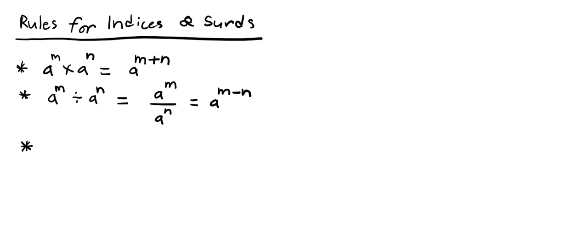Another one: a to the power m, and this whole thing is to the power of, say, 5. The end result would be a to the power 5m, which is basically 5 multiplied by m. So it's going to be this. That's one.